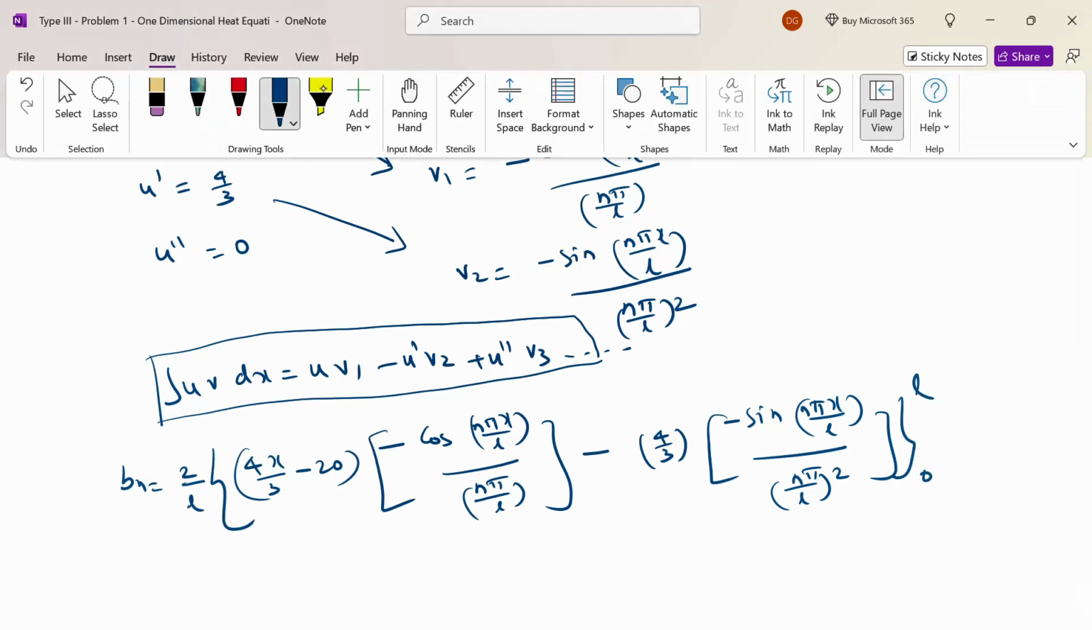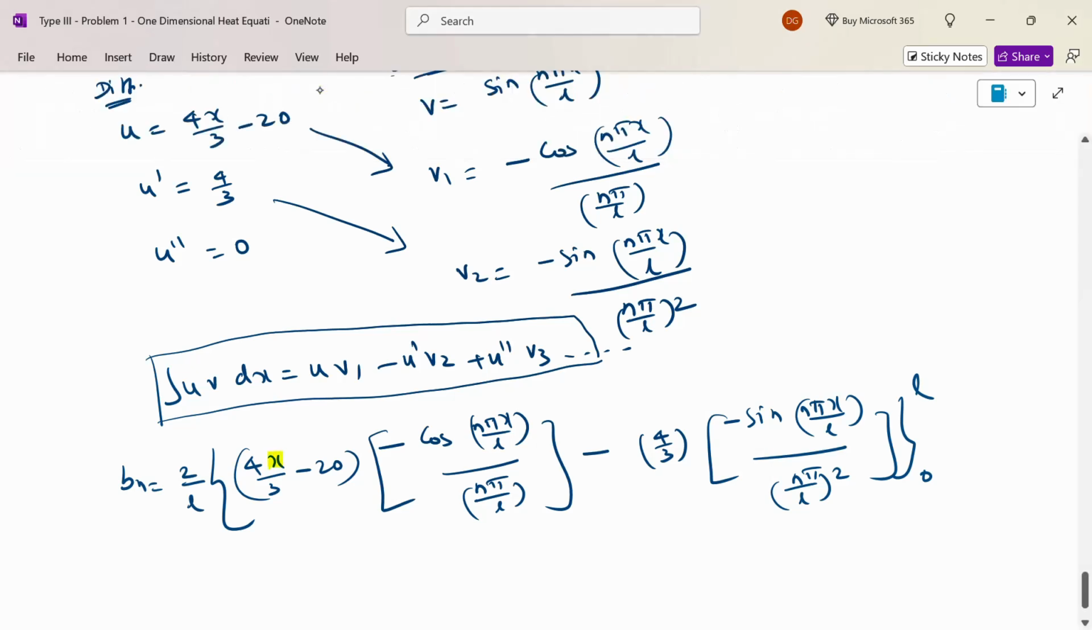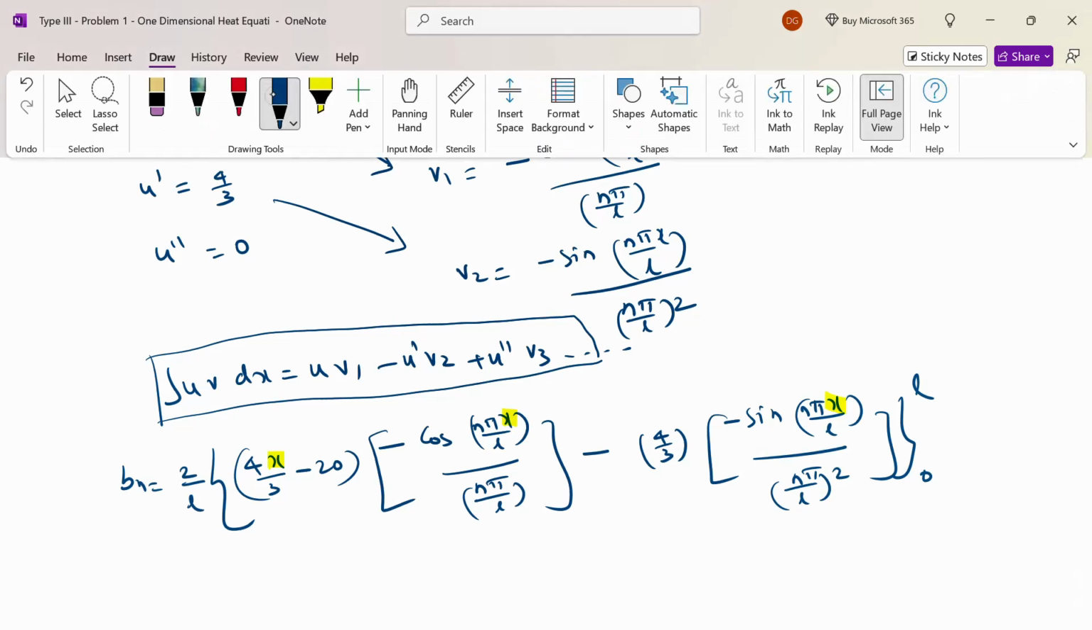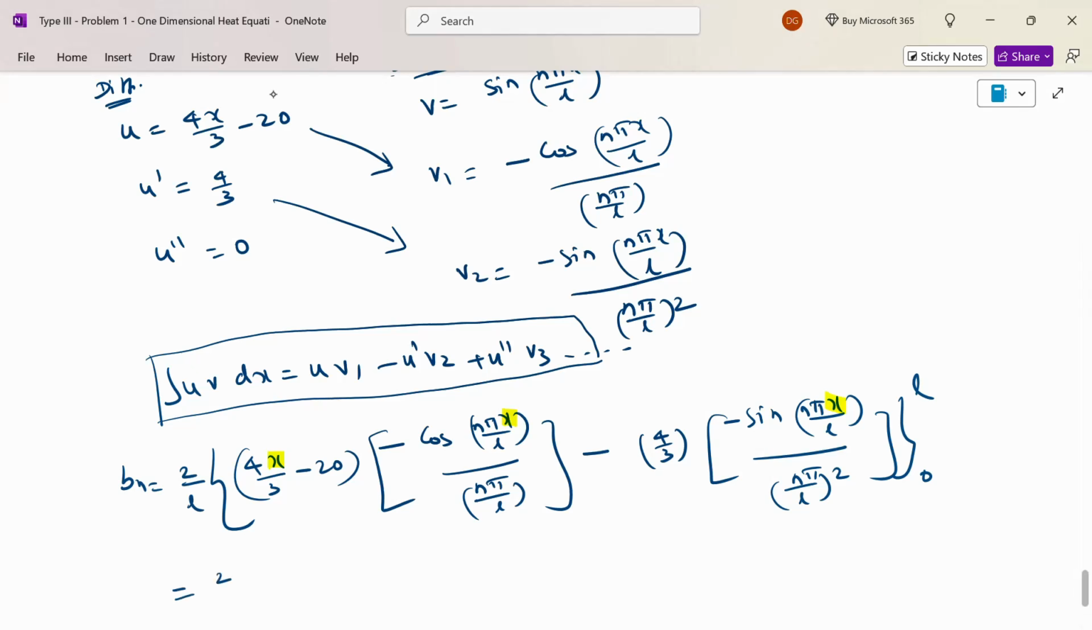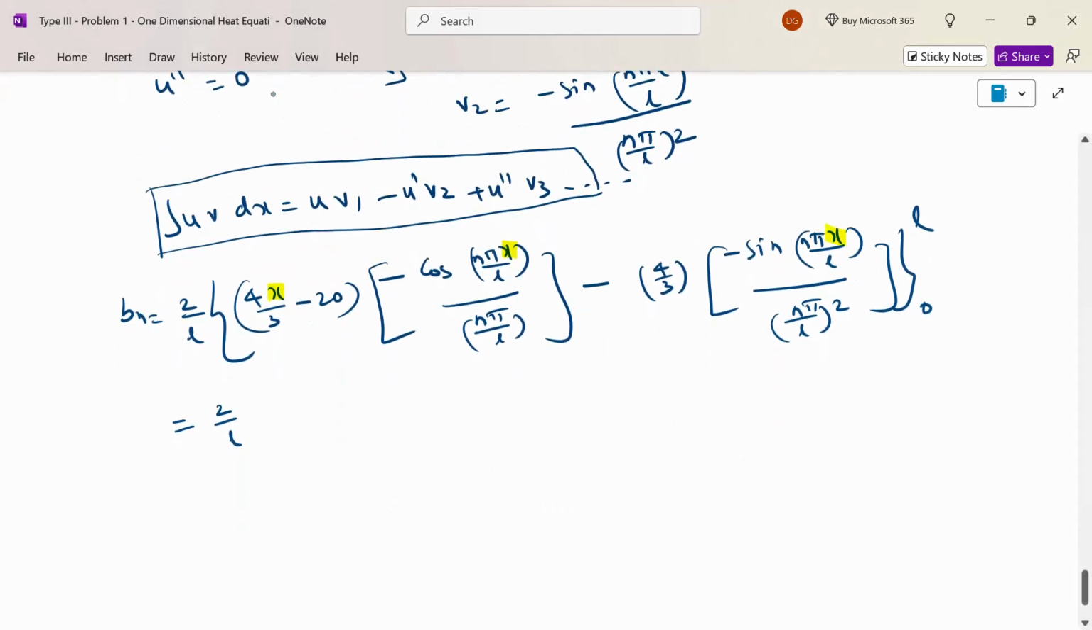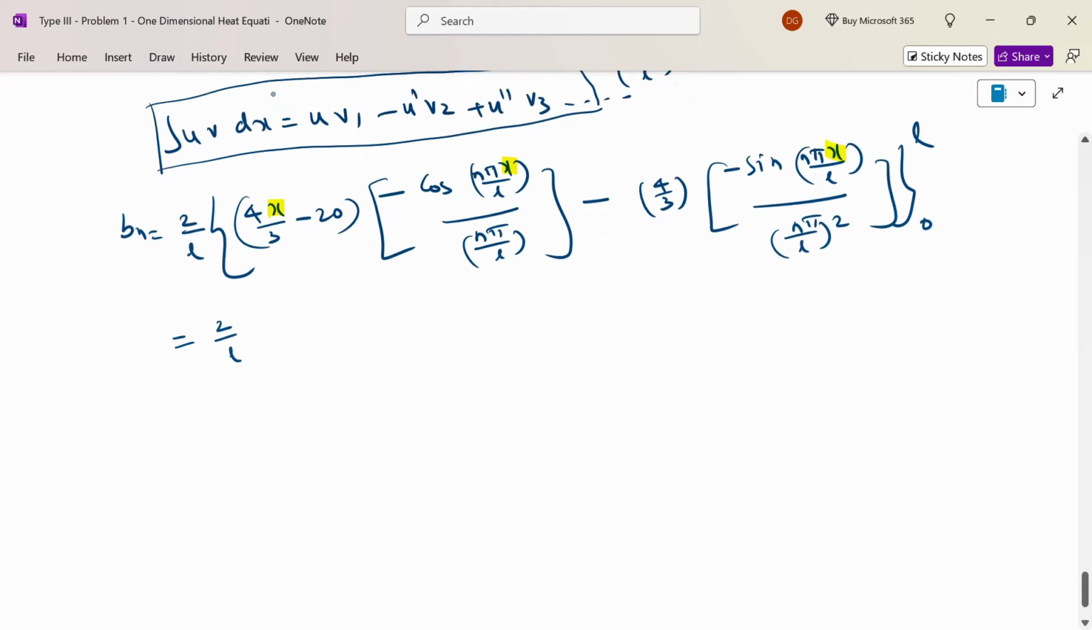Now where to substitute upper limit and lower limit? Where x is, here x, here x, here x. So in this place we substitute the upper limit L. First upper limit L. Therefore 2 by L, when I substitute L here, 4L by 3 minus 20.